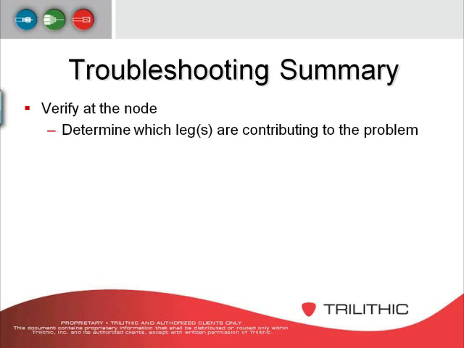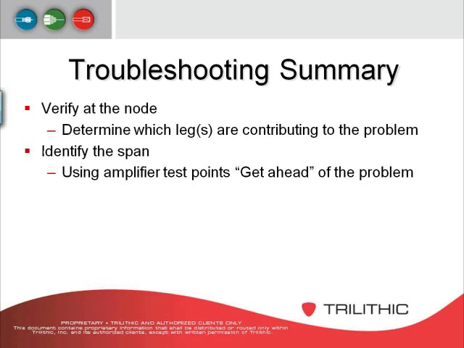So as a troubleshooting summary, let's say that you go through and check your notes, or you're doing the certification and there are issues. What you want to do is first verify at the node. Determine which legs are contributing to the problem. So using your analyzer, since you already know that the composite noise that's coming back to the head end exceeds what you're considering to be your minimum tolerance, then just check the individual legs that are coming back to the node and see which one is causing you the most problems.